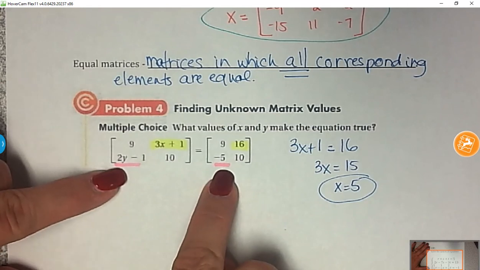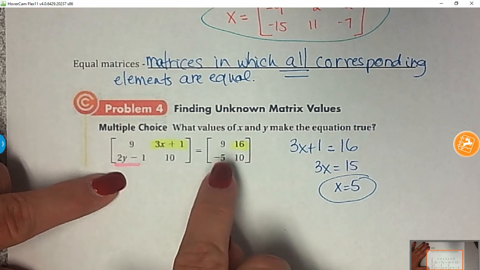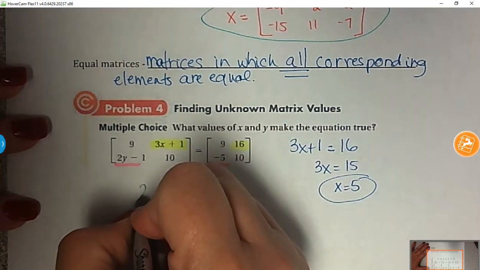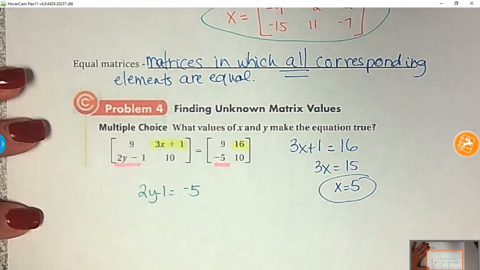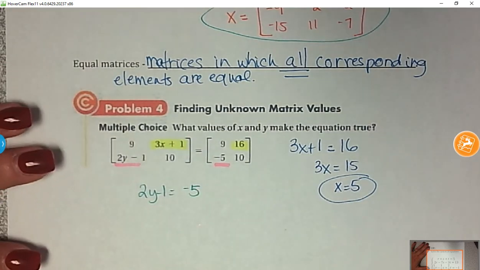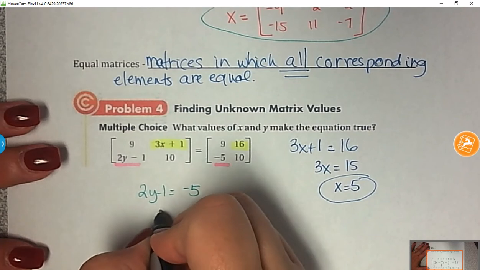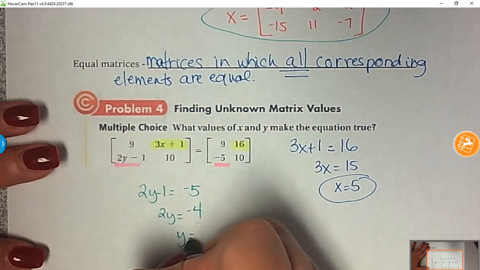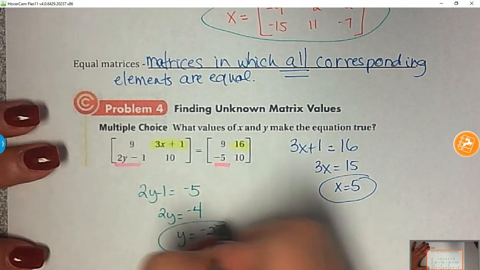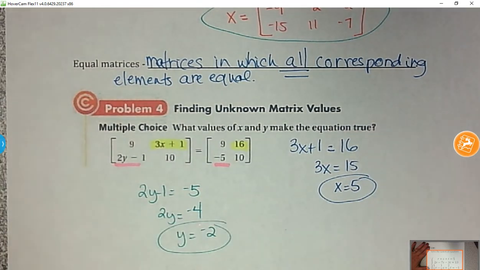Now, because these are equal matrices, this element is equal to this element. So I know that 2y minus 1 equals negative 5. So let's go ahead and move the 1 over. So add 1 to both sides. 2y is negative 4. That means y is negative 2. And that is the end of section 12.1.